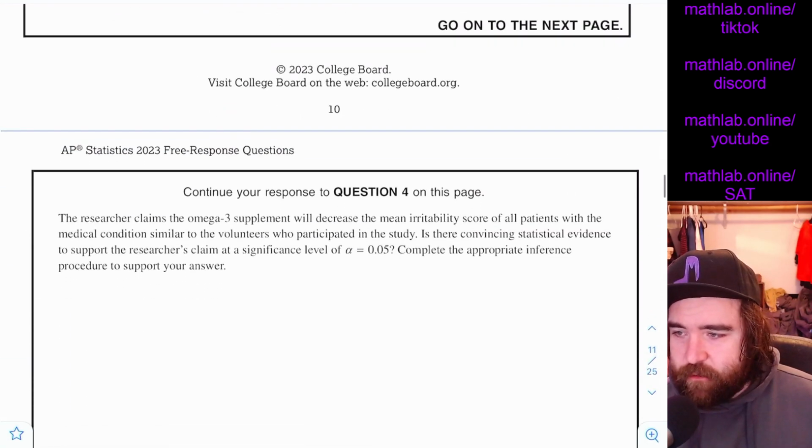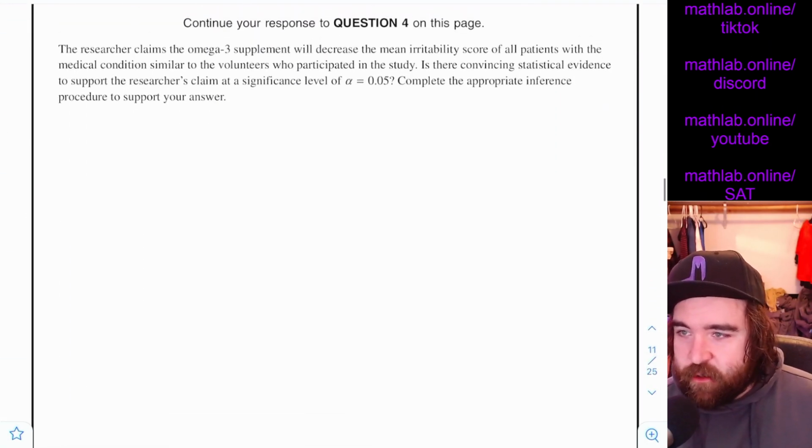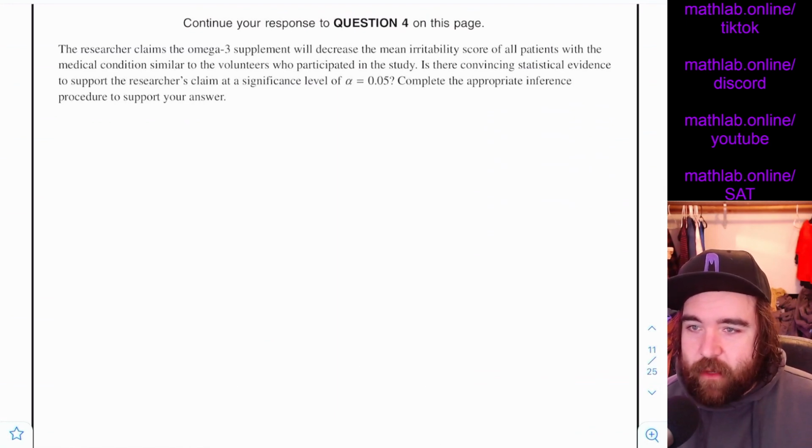They're just going to make us do a test. Yeah. The researcher claims omega-3 supplements will decrease the mean irritability score of all patients with the medical condition. All patients with a medical condition similar to the volunteers. Is there convincing statistical evidence to support the significance claim?